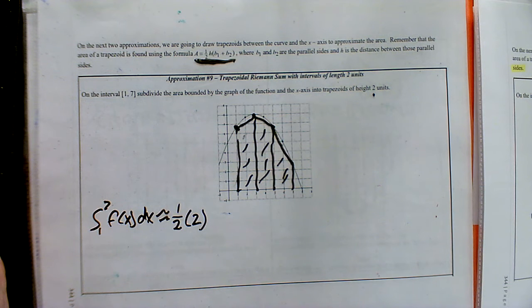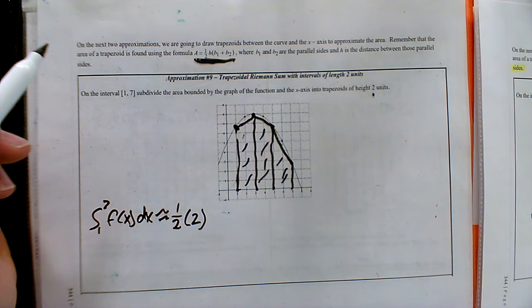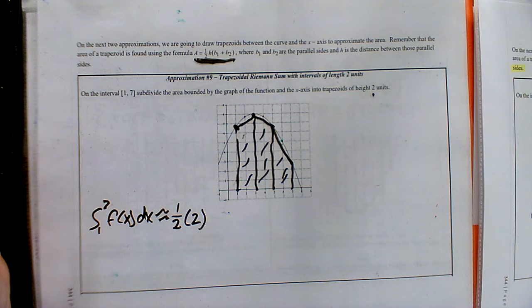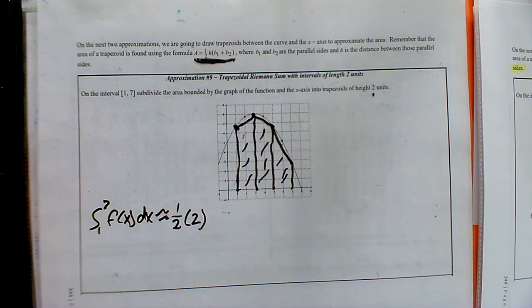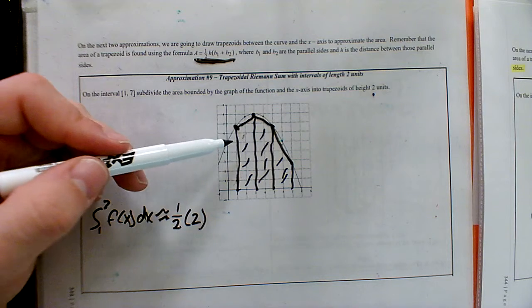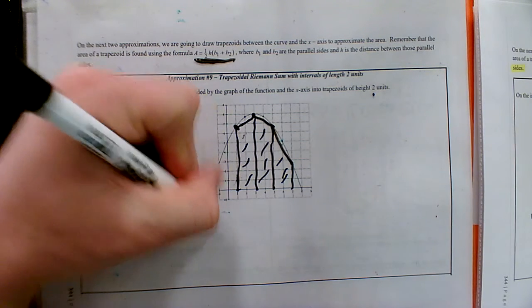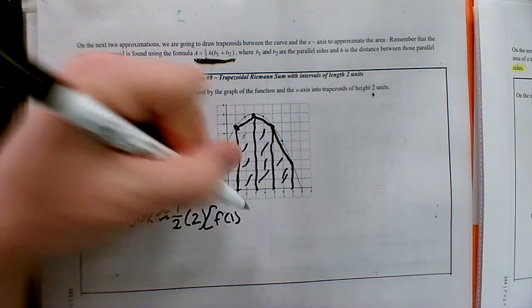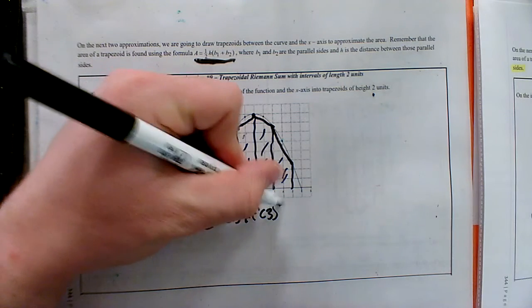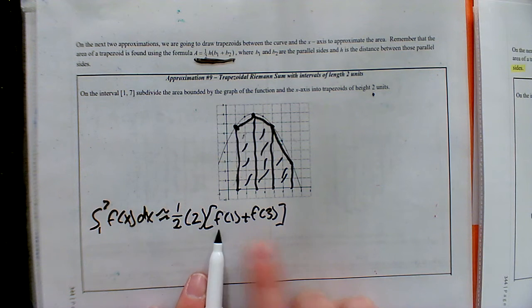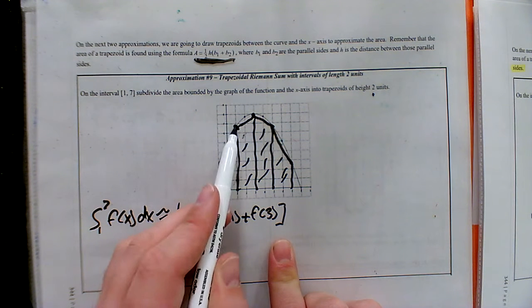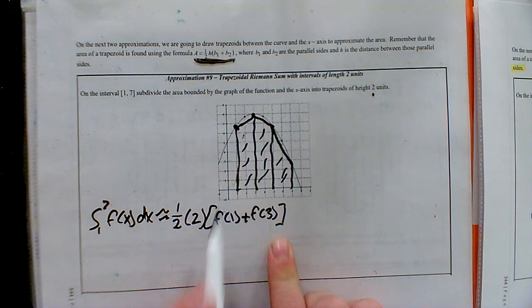Now we have B1 plus B2. Well, what is B1 and B2? What do those represent? The length of the parallel side. Well, how do you find the length of the parallel side? Or just one of them, for example. Yep. So we are going to have f of 1 plus f of 3. So again, this is just calculating the area of one trapezoid. 1/2 times 2 times the quantity, f of 1, that's this value here, and f of 3, this value here.